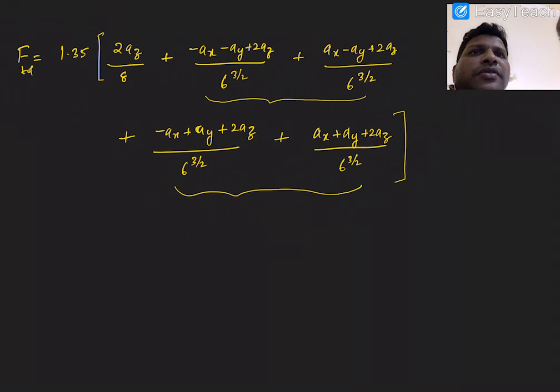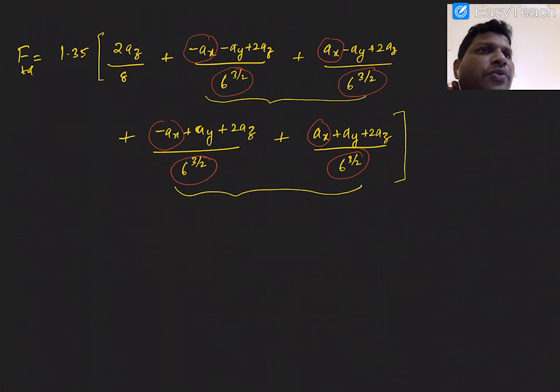Now you can see that the denominator of all these terms are same, so I can directly add. If you add it, you will see that the terms corresponding to x or AX, that means this is minus AX and you have plus AX. Similarly, you have again minus AX and plus AX, so it will cancel. And also you see here minus AY minus AY, this is plus AY, again all these will cancel. So what will be remaining?